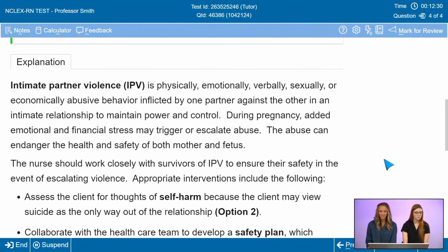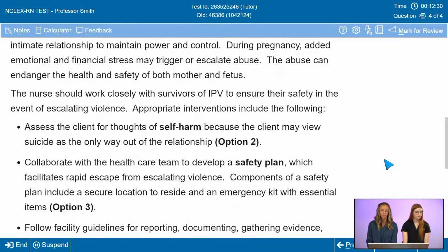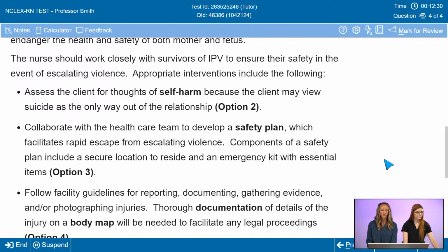Okay, so for this topic, like we talked about before, intimate partner violence is a form of violence that can incorporate all types of abuse: physical, emotional, verbal, sexual, and sometimes even economical. It's something where power is being inflicted by one partner against another in an intimate relationship in order to gain power and control. And so a nurse working with survivors of intimate partner violence needs to make sure to have the client's safety at the forefront of their mind.